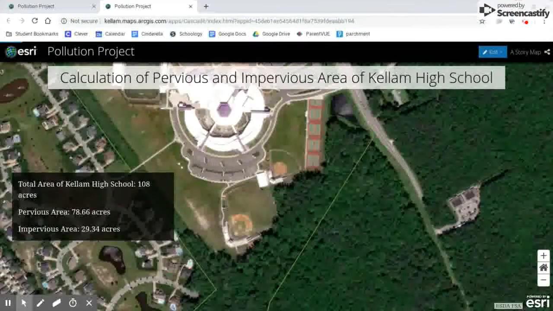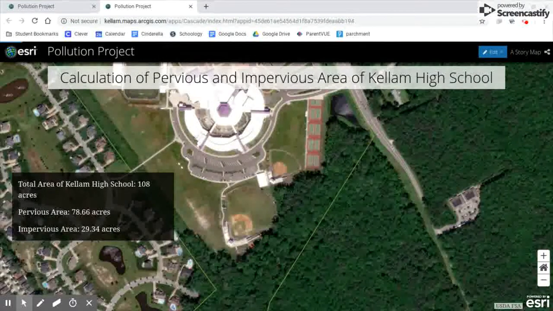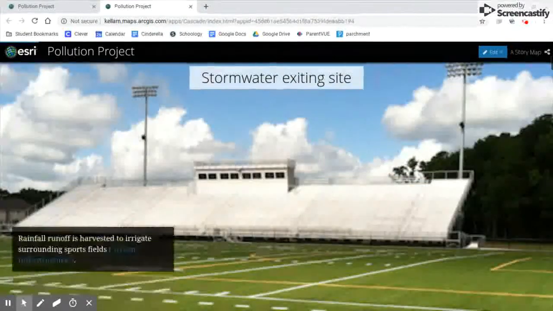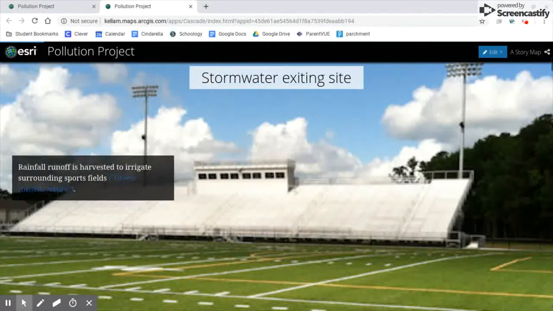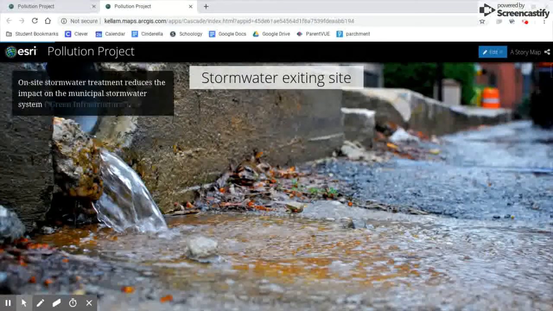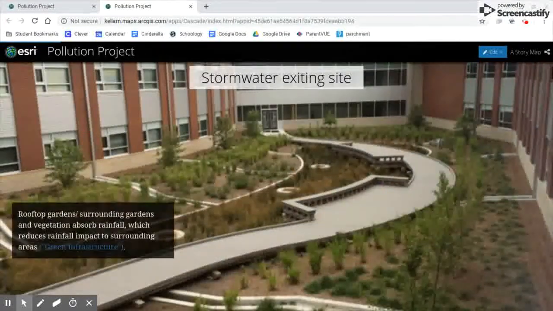We drew a perimeter around the school and all the pervious and impervious sections to determine their respective areas. Properties of green infrastructure help to direct stormwater runoff and repurpose it.